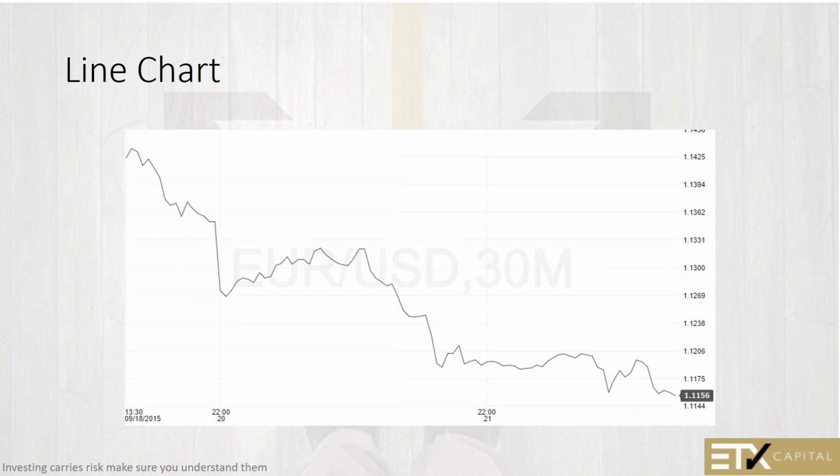Now, a line chart is very simplistic. Right now we're looking at the Euro-US dollar chart. You can see it in the background here. And we're looking at a 30-minute time frame chart. What that means is that at the end of every 30-minute period, at the close of that trading period, a dot is put on the chart. And then those dots are connected to form your line chart.